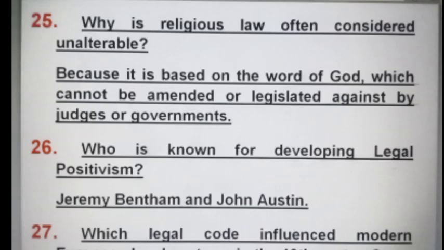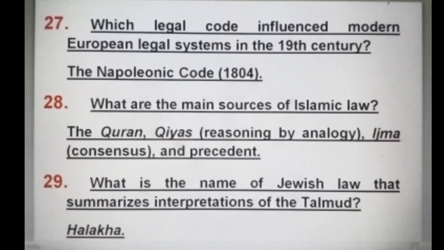Why is religious law often considered unalterable? Because it is based on the word of God, which cannot be amended or legislated against by judges or the governments. Who is known for developing legal positivism? Jeremy Bentham and John Austin. Which legal code influenced the modern European legal systems in the 19th century? The Napoleonic Code of 1804.